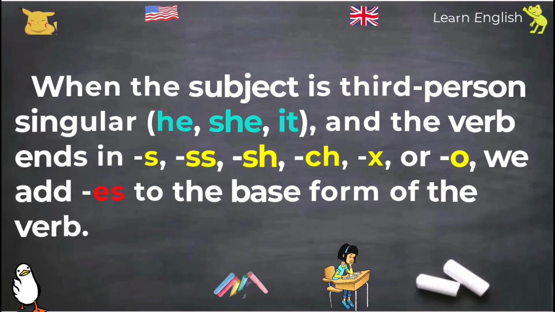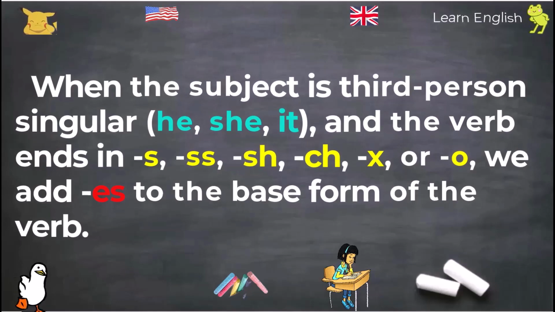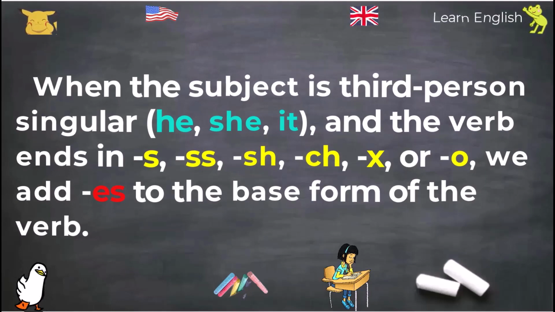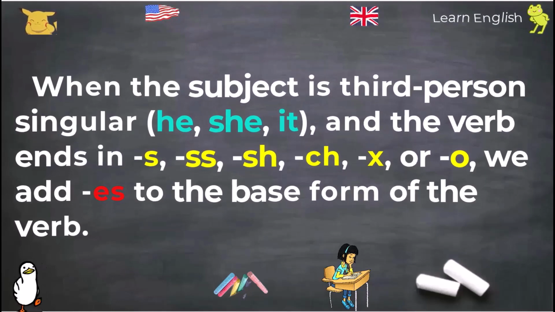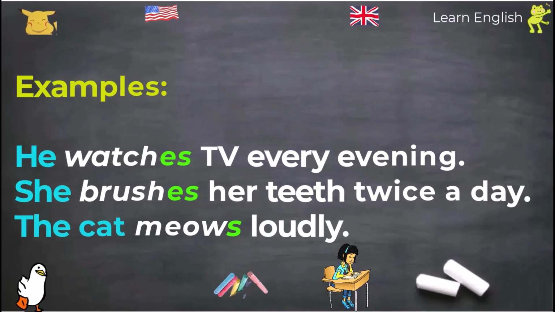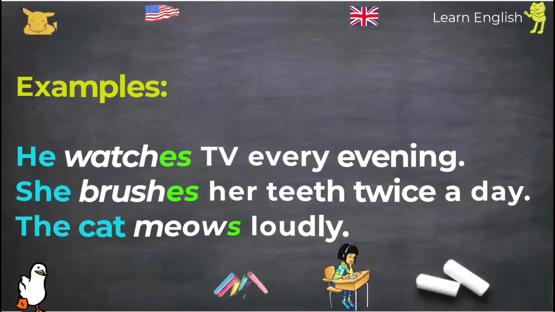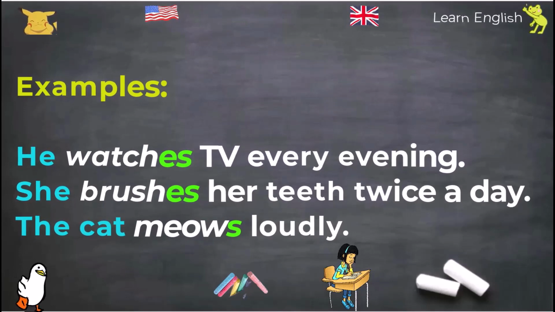When the subject is third person singular, he, she, it, and the verb ends in s, ss, sh, ch, x, or o, we add s to the base form of the verb. Examples. He watches TV every evening. She brushes her teeth twice a day. The cat meows loudly.